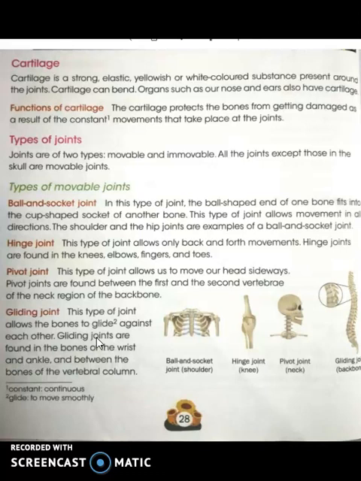The last one is the gliding joint. This type of joint allows the bones to move smoothly against each other. This joint is found in the bones of our wrist and ankle. It is in the backbone also. Now, through one video, I would like to show you all these joints so that you can understand better.